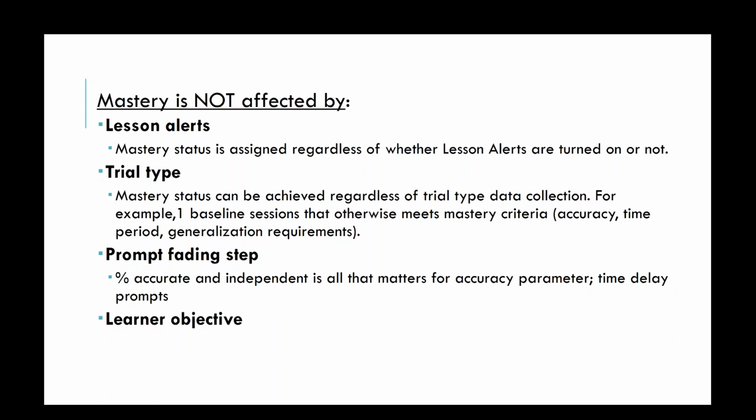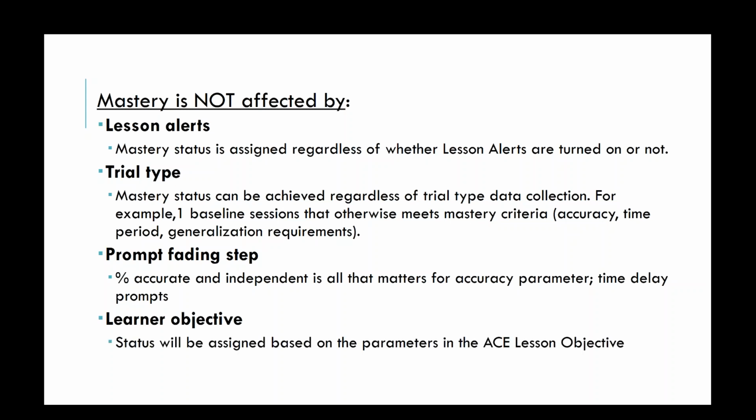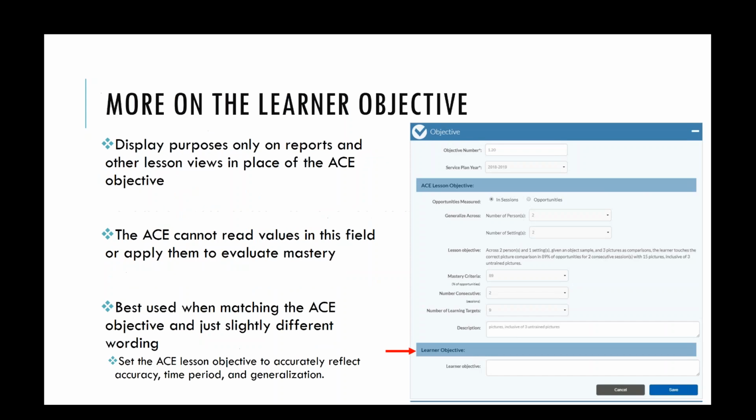And finally, the learner objective and any parameters that you have specified in there are also not going to affect mastery status. Rather, status is going to be assigned based on the parameters outlined in the ACE lesson objective. Let's talk more about that one, because it's a pretty common thing that we hear at the help desk.